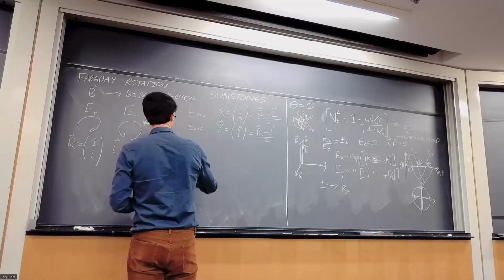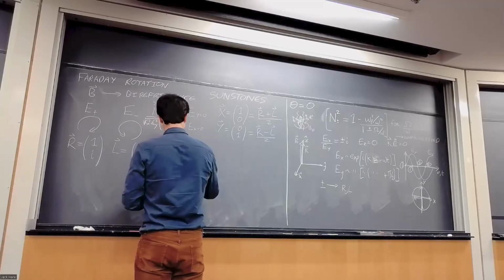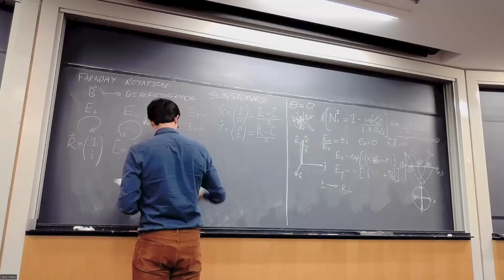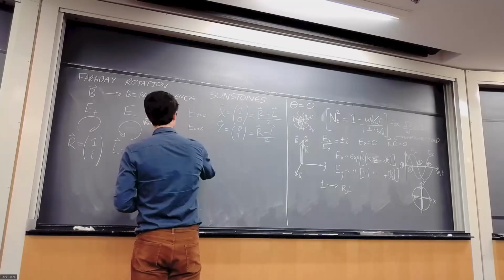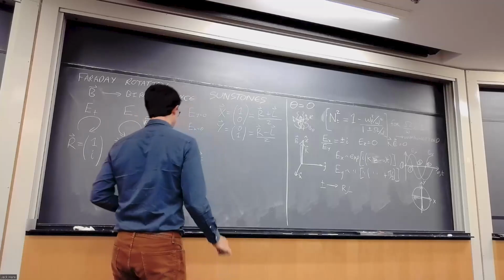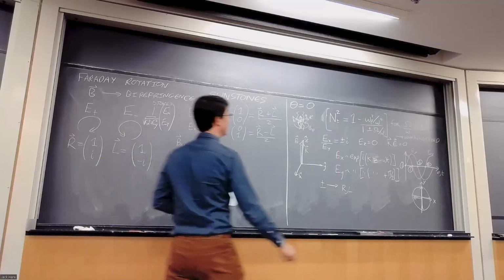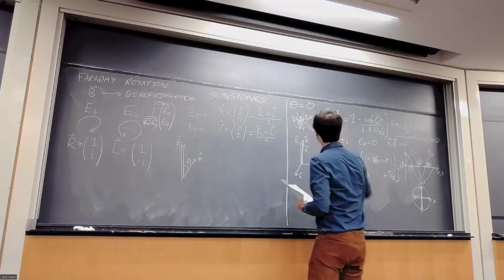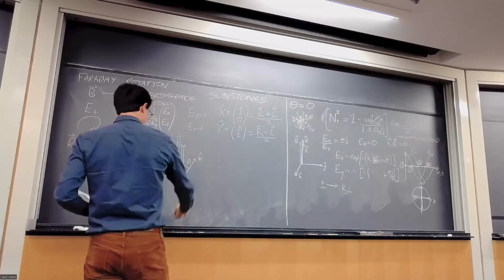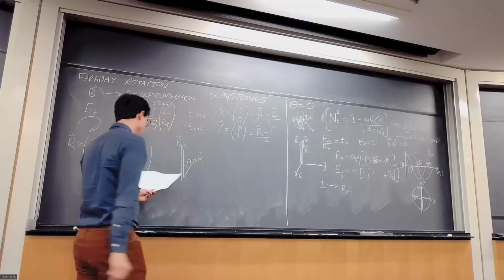So just to draw our geometry another time like this, we've got some k vector, which is at an angle theta to the magnetic field B, like that. And again, for theta equals 0, this is our dispersion relationship. I just want to point out one slightly funny thing about this.